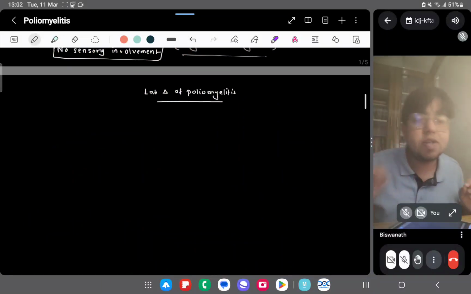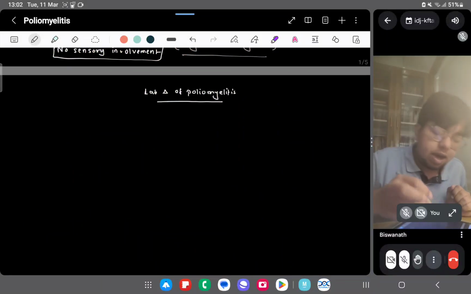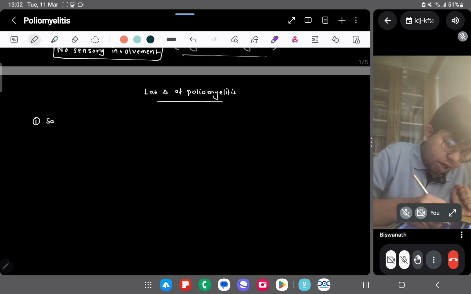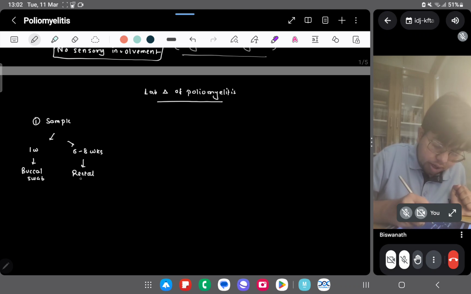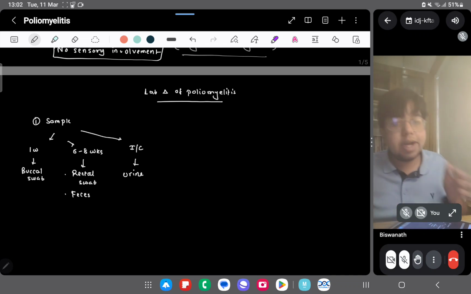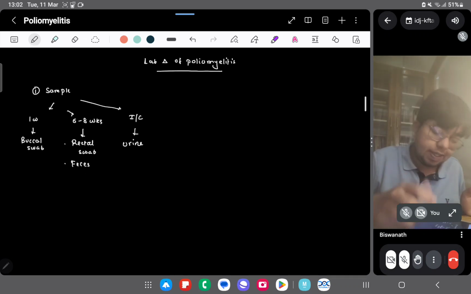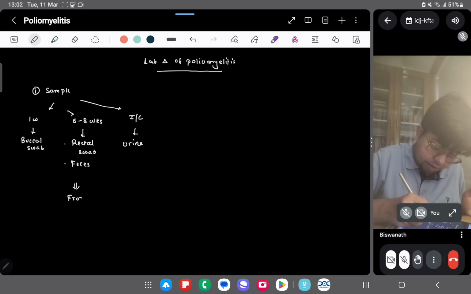I told you about lab diagnosis. I told you all the things orally. So I was talking about the sample collection. I said that if it is 1 week, then you can take a buccal swab, or at 6 to 8 weeks you can detect it in the rectal swab, and also in feces. And in immunocompromised, I told you you can take urine, right? All of this I told you. And these samples have to be frozen, right?